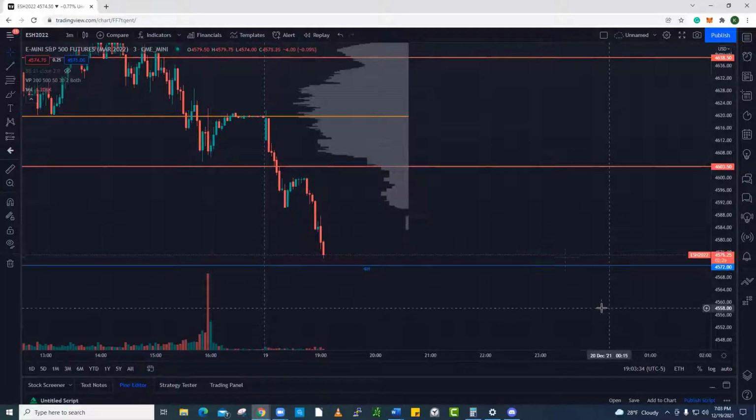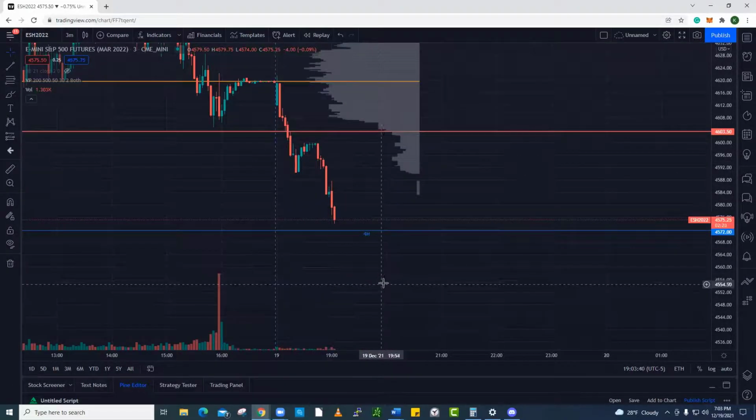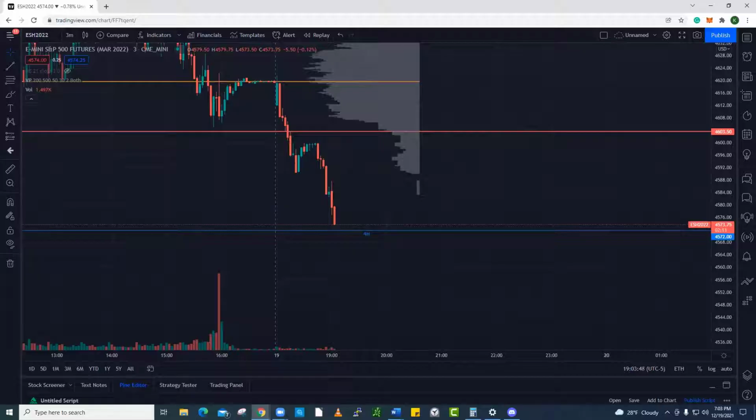SPY is now down to 457. Look at that, man. This is a 100% move, easy. Whew, man. If you traded a longer DTE, we just missed out on 30 to 50%. So I could train you guys. You guys know this is how we make our money in the market.